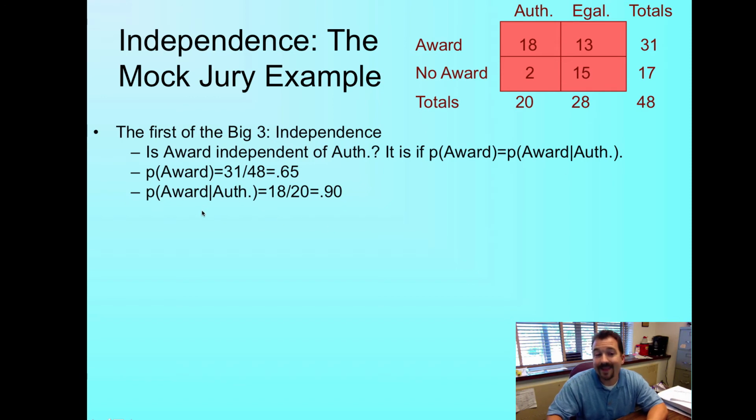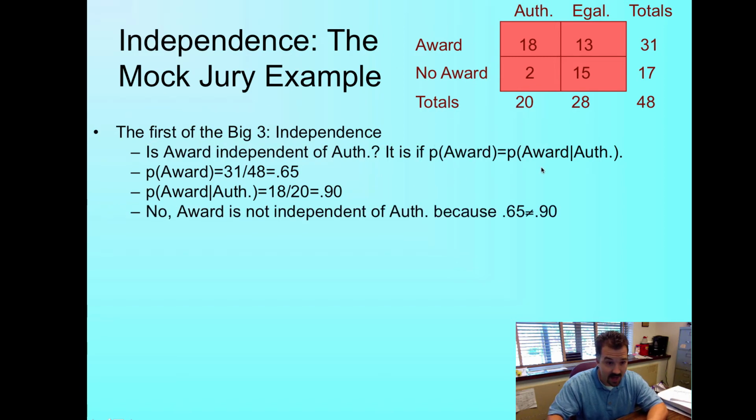And probability of award given authoritarian, so based on the rule I already told you, you want to first focus on this part, just the authoritarian part of the sample space, so just that column. Now you look for award, 18, and you're dealing with just this column. So 18 divided by 20 is 0.9. Yes, these are not the same. Award is not independent of authoritarian because 0.65 is not equal to 0.9.